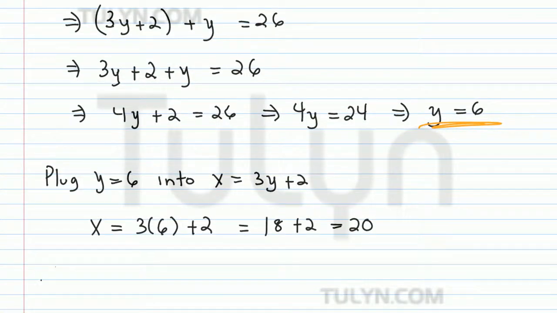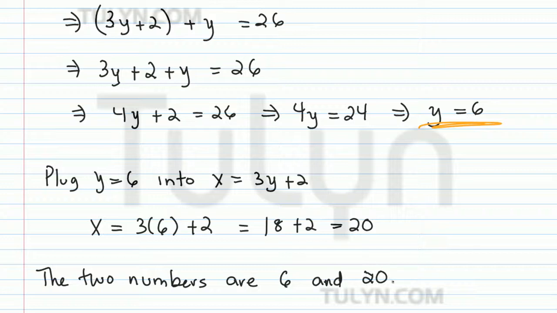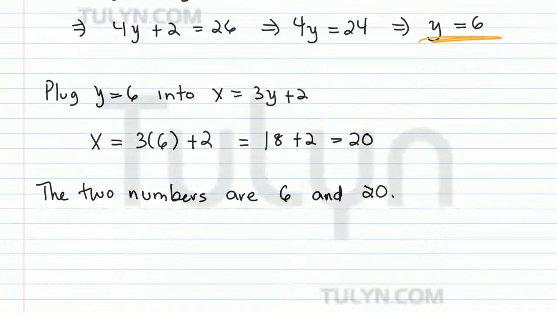So now we can write our answer, since we found both x and y. And usually you write your answers in a whole sentence, a complete sentence. So you want to say the two numbers are 6 and 20. And if you feel so inclined, or if you have a little bit of time, you can always check. And how you check is by plugging in 6 and 20 and checking it in the original problem.